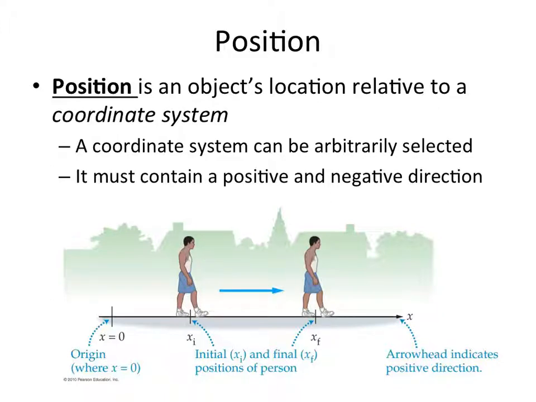So let's introduce the idea of position. Position is simply a location. And it's a location with respect to a coordinate system. In this example right here, look, the coordinate system starts right here. We call this location 0. Position, or x equals 0.